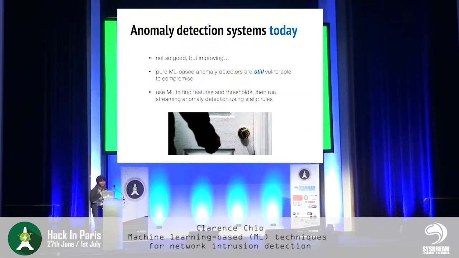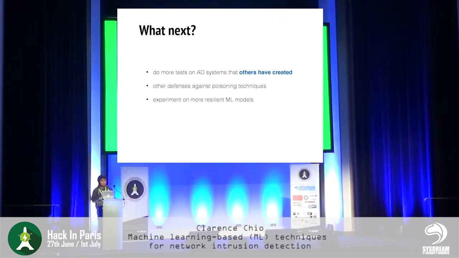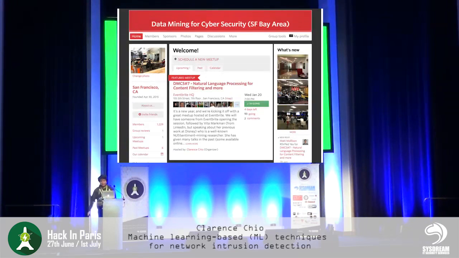So anomaly detection systems today are not so good, but still improving. Pure machine learning-based anomaly detections are still vulnerable, and using ML to find features is dangerous. But you should always have a human in the loop to understand the features that are being chosen. So what next? I'm going to do more tests on anomaly detection systems that others have created, and to do more research.